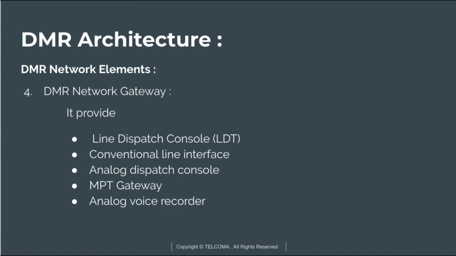Next is the MPT gateway. The MPT gateway provides the means to interconnect the DMR network to an external MPT 1327 network, typically a Nokia ActionNet TM network, which allows a smooth migration. And the last one is the analog voice recorder. This is used to record the analog voice. So these are the functions that are provided by the network gateway.